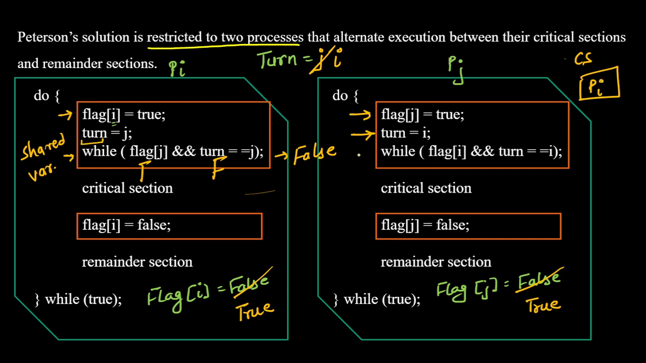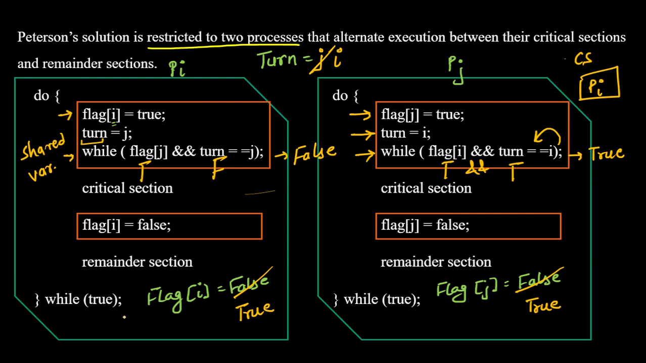Now we'll check this condition. They are saying flag of I is true and turn is equal to I. So turn is equal to I, this is also true. Now my entire condition becomes true, so I will be stuck in this loop. I will not be able to move out of this loop because the condition is true. That is why process PJ will not be allowed to enter into the critical section.